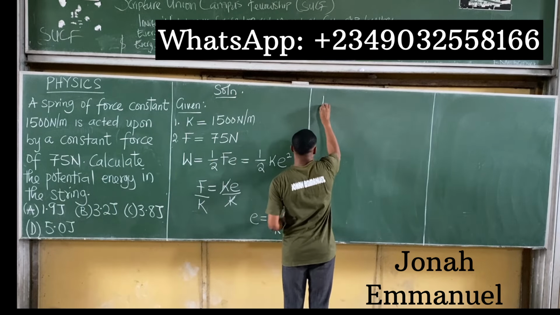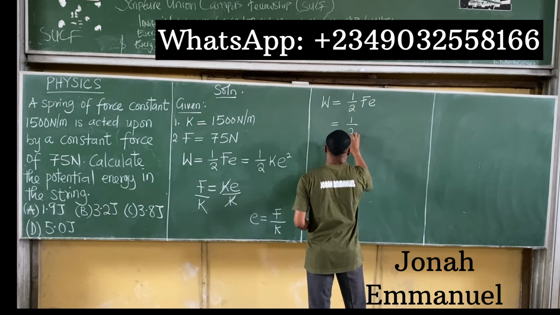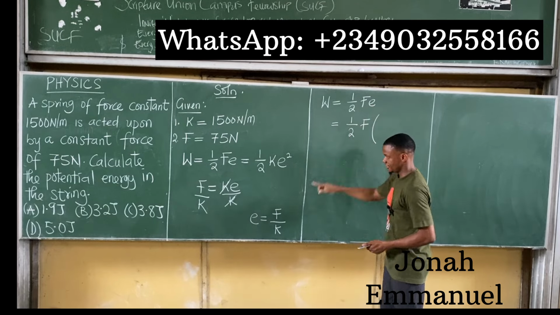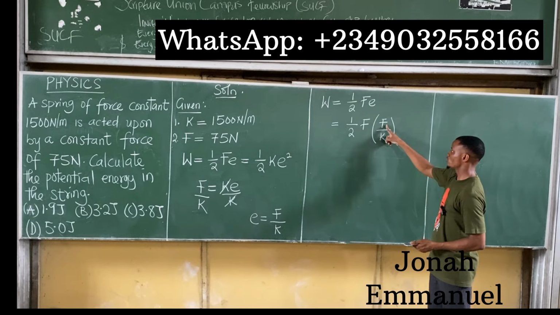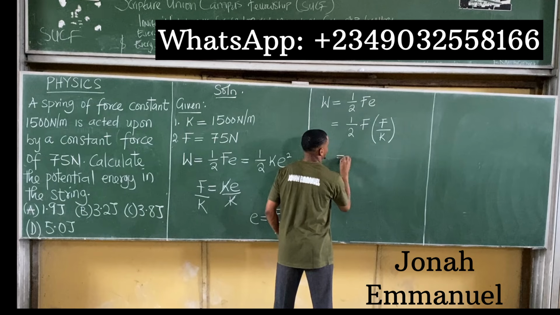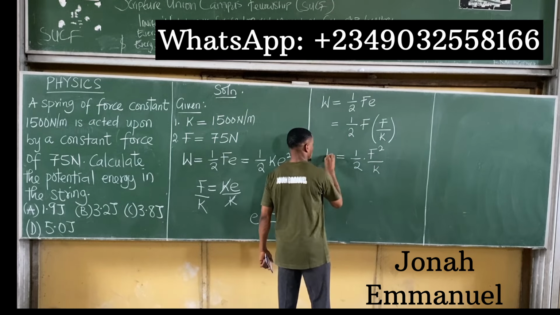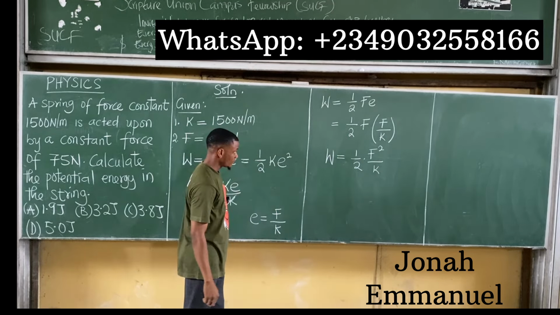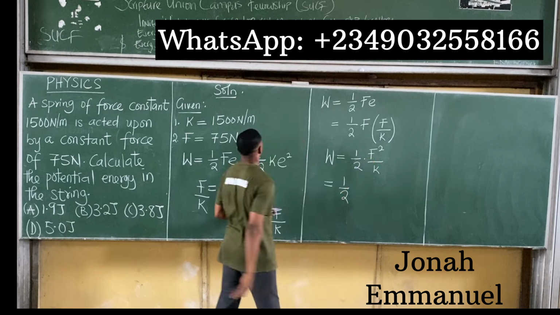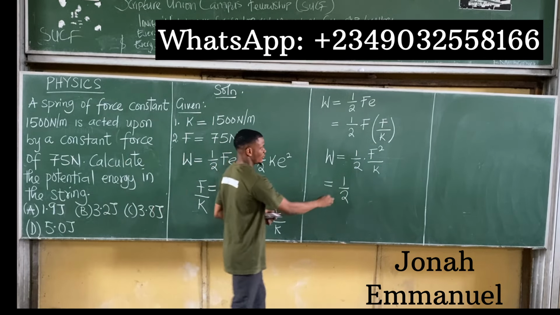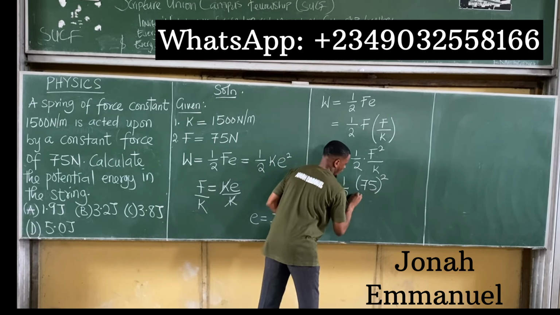If this is true, we can say W, which is equal to half Fe, is equal to half F, and e, we said e is equal to what there? F all over k. So the extension is equal to force over force constant. If I multiply this, this is equal to half F times F is F squared all over k. So W is equal to half F squared over k. Now, if this is true, let's impute values. This is equal to half into F. What's F there? The force is 75 newton. So F squared becomes 75 newton squared, so I'm squaring this all over k.